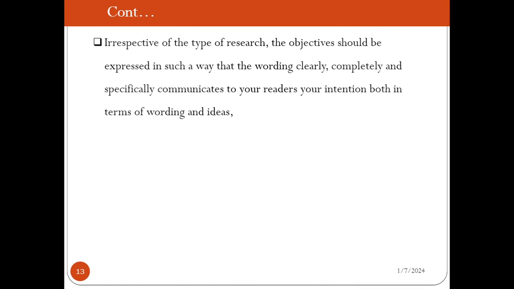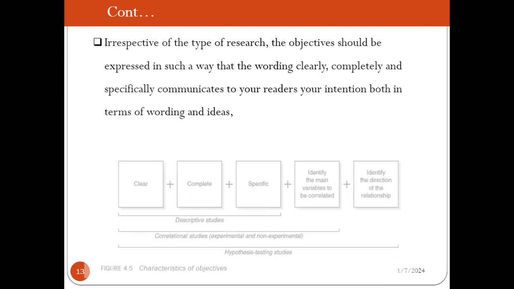Irrespective of the type of research, the objectives should be expressed in such a way that the wording clearly, completely, and specifically communicates to your readers your intention, both in terms of wording and ideas. The author says it doesn't matter what the nature of your investigation is, whether it is correlational, descriptive, prescriptive, or whatever. The wording used should be clear, complete, and very specific. It should tell us without any ambiguity, without any doubt, and it should transfer the ideas to your audience.